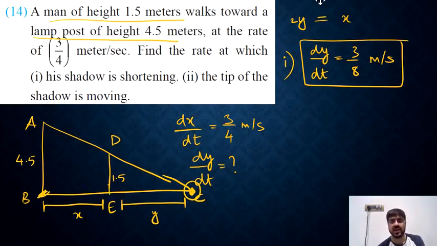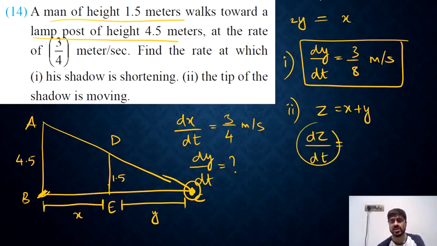With respect to the position of the lamp post, the distance of C from the lamp post is going to be x plus y. So we need to see at what rate x plus y is going to change. So let us say that x plus y is another variable which is z. So let z be x plus y, and we have to find at what rate this z is changing. So we are finding dz by dt.